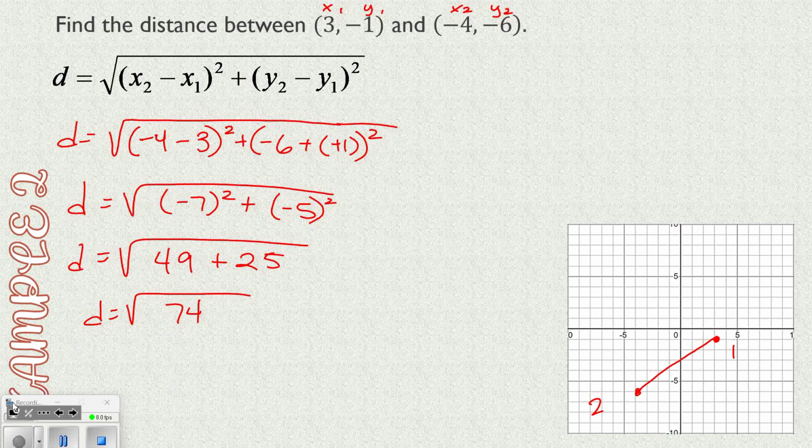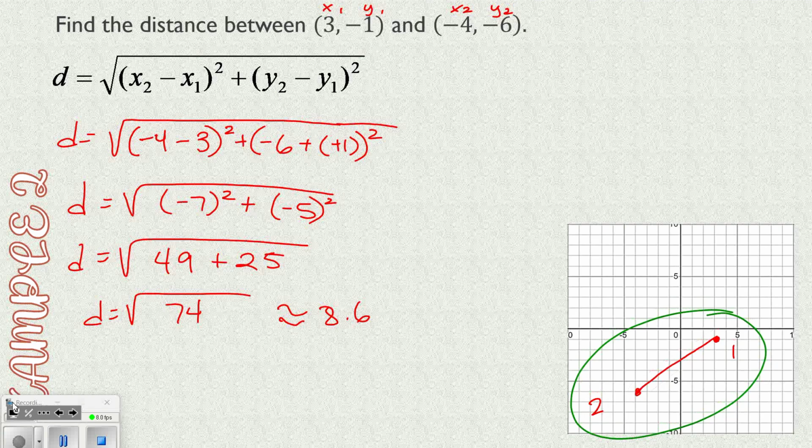And I can type the square root of 74 into my calculator to get an approximation. This is about 8.6 units. And if I eyeball this distance here, right? Remember this straight line that I drew between those 2 points? It looks like they're about 8.6 blocks apart.